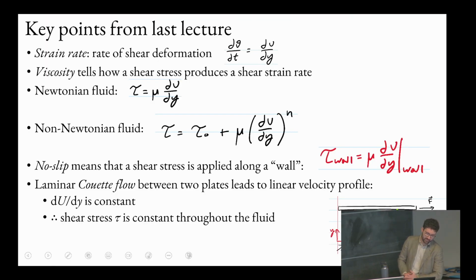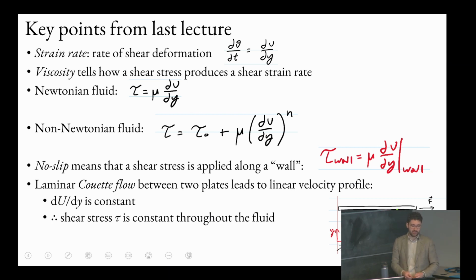Just before I do that, the key points from last lecture. Last lecture we talked about strain rate. In fluids we care about the rate of strain because fluids deform continuously, so you can't really define an exact magnitude of strain. The rate of strain, how fast they're straining in time, is what's important in fluids. And viscosity tells us how a given shear stress that we apply to a fluid element produces a given strain rate. If you apply a certain shear stress, depending on whether the fluid is Newtonian or non-Newtonian, you'll produce a given rate of change of deformation of a fluid element.